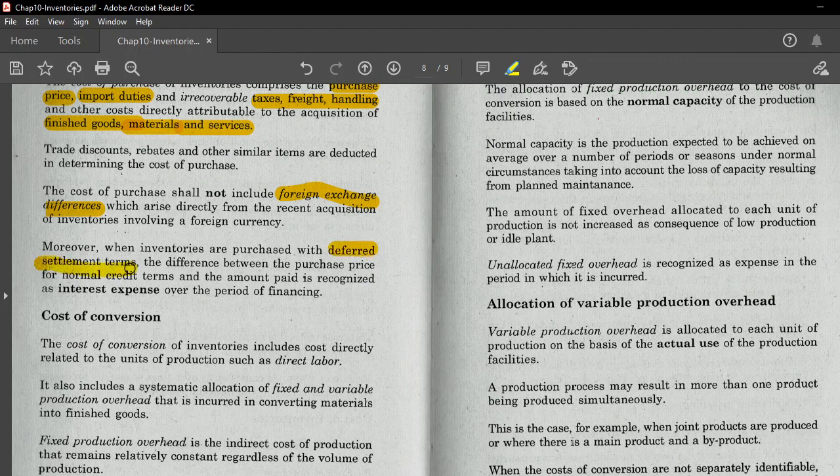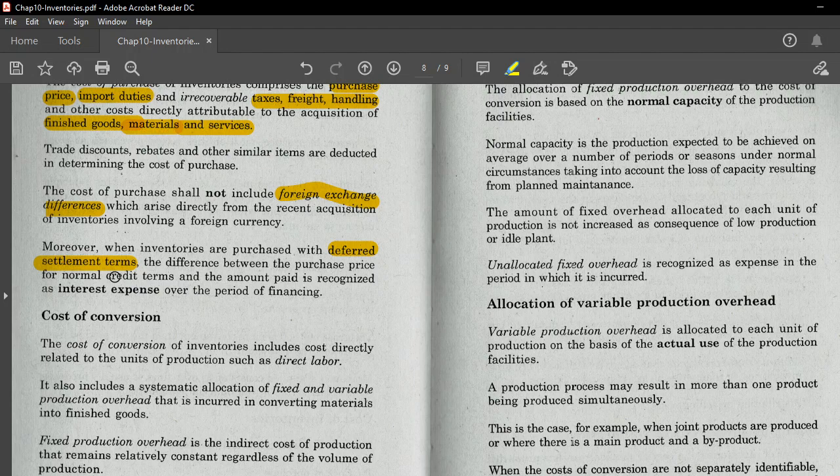And then, what if your purchase of the item is on installment or with a deferred settlement term? Meaning, a longer term. Let's say, 3 years to pay, 5 years to pay. So, the difference between the normal price of the item if you pay in cash immediately, versus the cost of the item on installment, any difference, we consider it as interest expense.